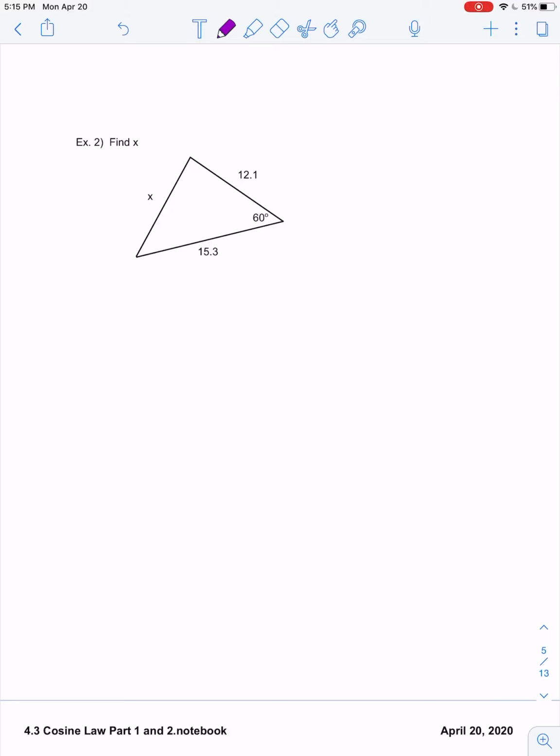All right, so let's call this A, this B, and this C. So that means this is side C, side A, side B. So I'm looking for C. So C squared equals the other two sides, A squared plus B squared, minus 2AB, and then the cosine of the angle that's opposite the side that I'm looking for, which is going to be C.